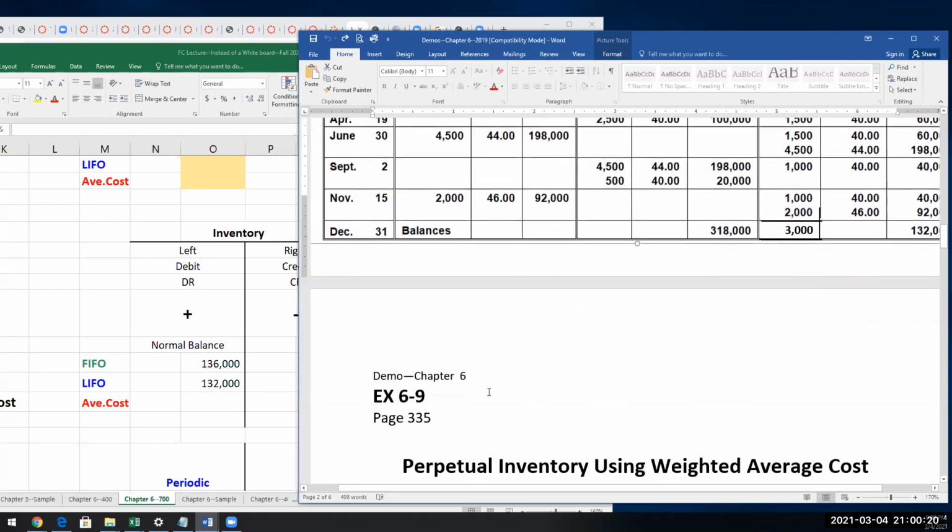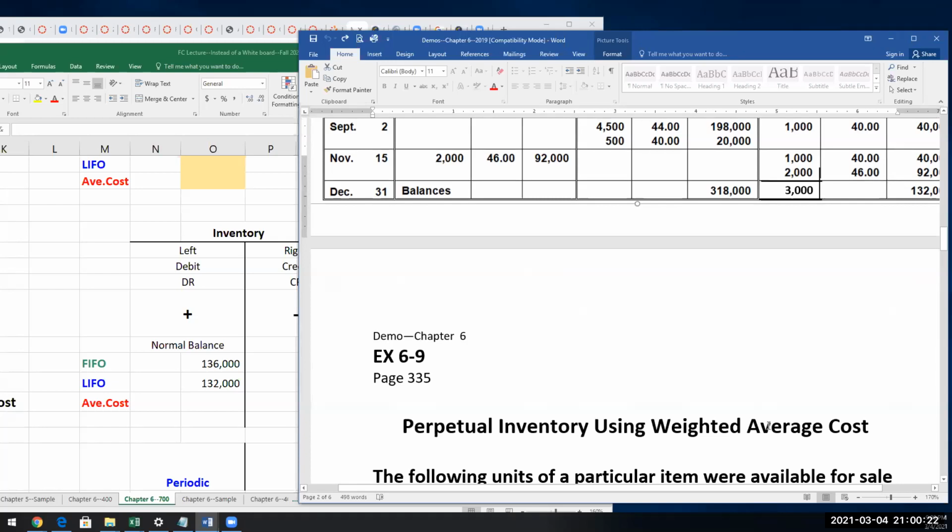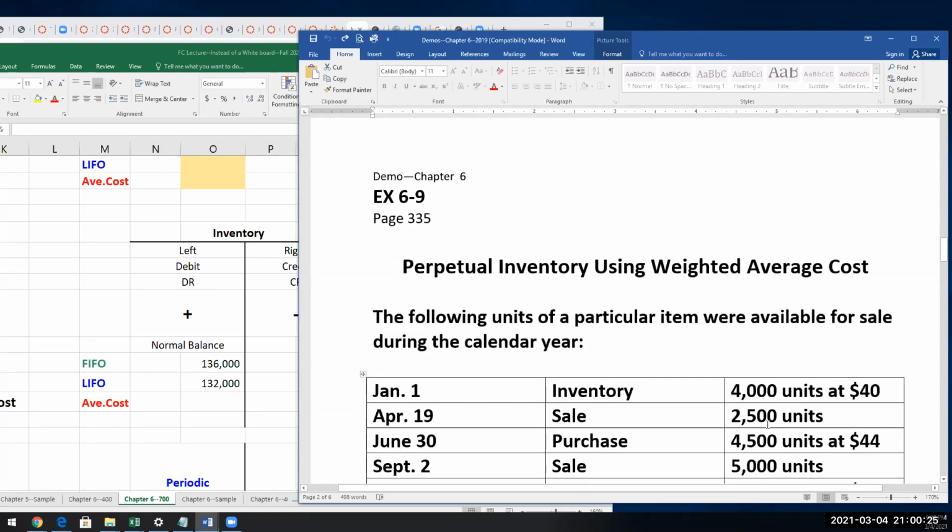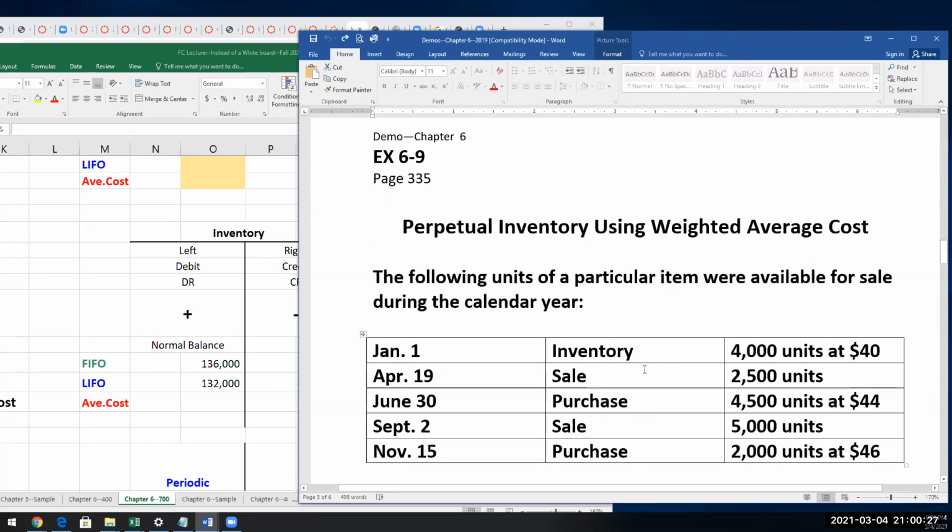All right, so here's 6.9. This is the weighted average cost one. If we come back over to here, it's the same scenario. We have beginning inventory, we have a sale, 2,500, and so we only have 15 left, but we're going to add 45, so 45 and 15 is 6,000. We're going to sell 5 of the 6, right? So we still have 1,000 left, and we buy 2,000 more. So everything's the same, but it's different. Why? Because we're going to use average cost. And every time we have a purchase, we have to calculate a new average cost.